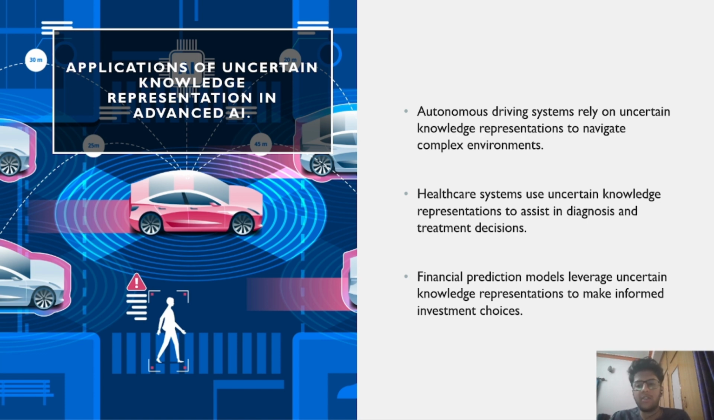And in healthcare systems as well, we use uncertain knowledge representations to assist in diagnosis and treatment decisions. This may also be an approach in healthcare systems to improve accuracy. And financial prediction models leverage uncertain knowledge representations to make informed investment choices. Or also in our day-to-day lives, we can see traders using AI systems lately to predict and use analysis on the growth or decline of markets, and to have financial prediction models.